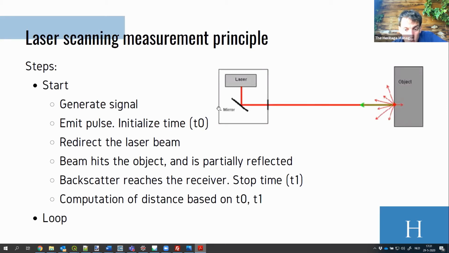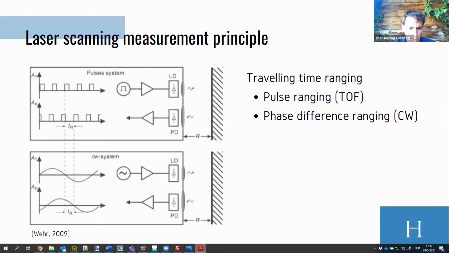And then as soon as we reach our sensor again, we stop our timer at T1, and then based on the time differences, we can calculate the distance between the object and the sensor itself. And of course, if we implement that in a laser scanner, we have to loop that procedure until we have obtained our full coverage of our study area.